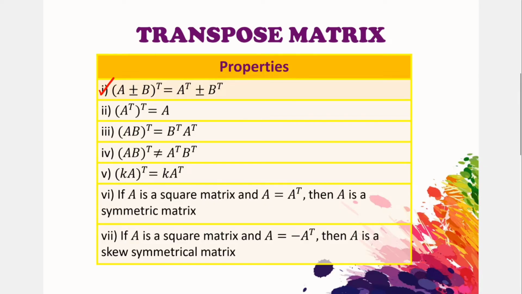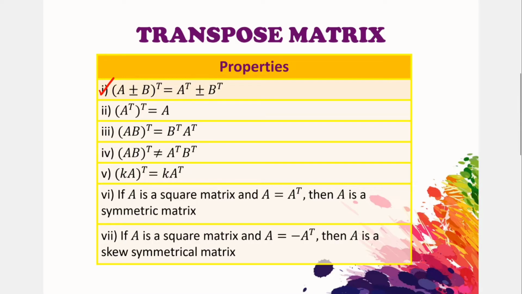So we have shown that the product AB and then transposed is equal to B transpose multiplied by A transpose. Okay, the fourth property here is related to the third property. So note that (AB) transpose is not equal to A transpose multiplied by B transpose. So we need to remember this one. And then for the fifth property, K multiplied by matrix A and then transposed will be the same as transposing matrix A first and then multiplying by the scalar K.